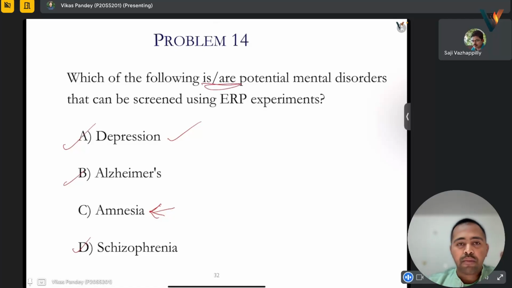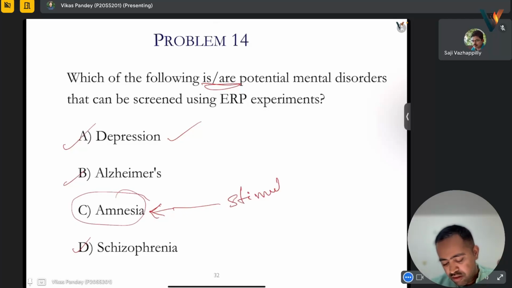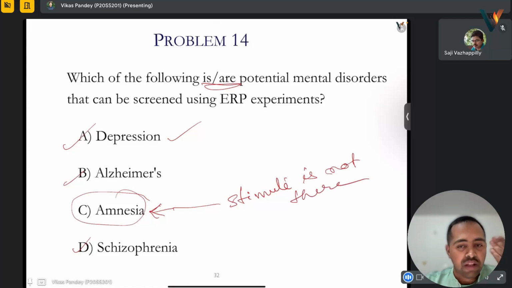That's why I have kept multiple answers. Amnesia is something that is not possible using ERP because it cannot check the memory integrity. It can understand the response to some stimuli, but amnesia is not stimuli based. It is not an event-based thing. It is something like forgetting previous things, a memory-based thing. So that is not part of the ERP experiment.